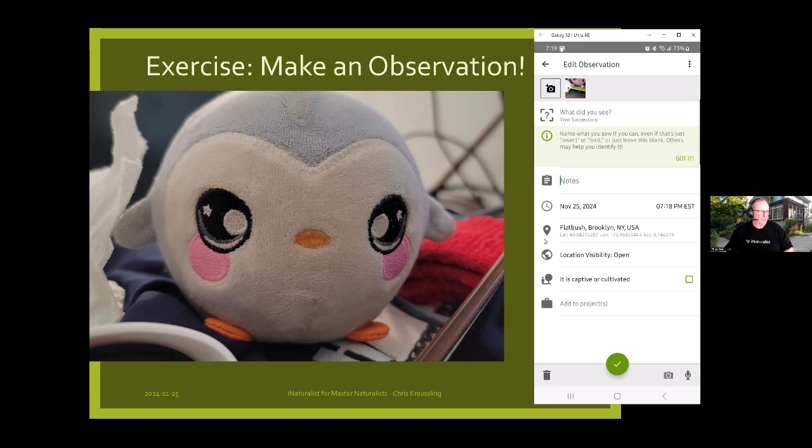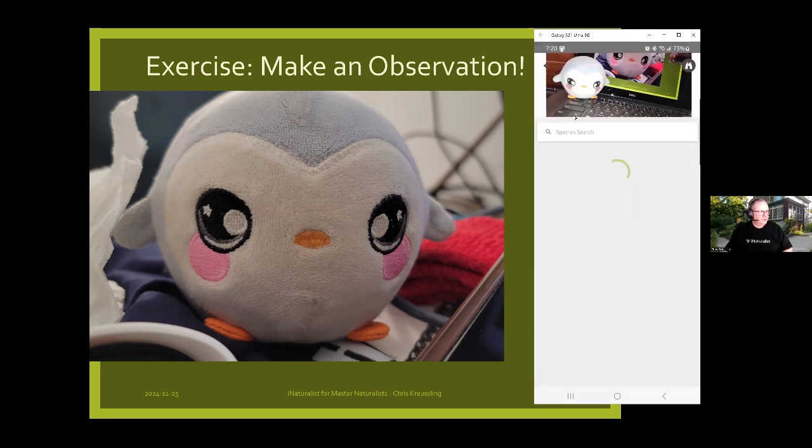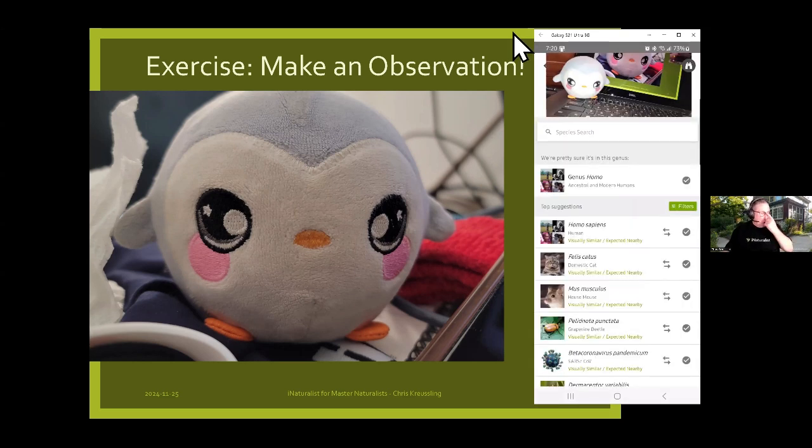This is the fun part. Up here says, what did you see? View suggestions. Now, I don't know what the heck this thing is. I mean, I do, but let's say I really have never seen anything like this. What could it be? iNaturalist, give me some ideas. Is it evidence of a human? Well, yes, it's a toy, so it's evidence that a human has been here.